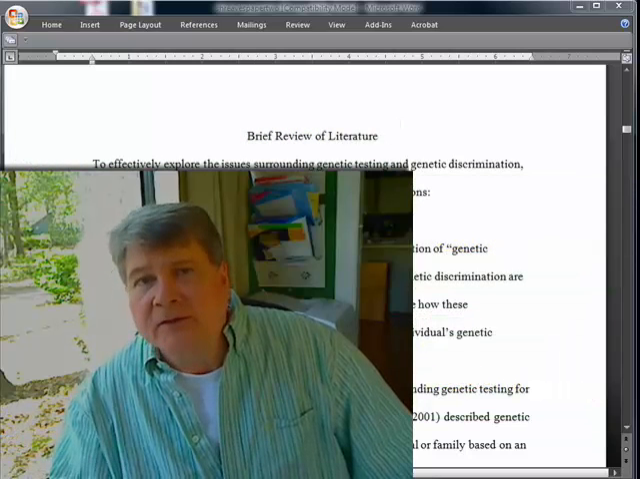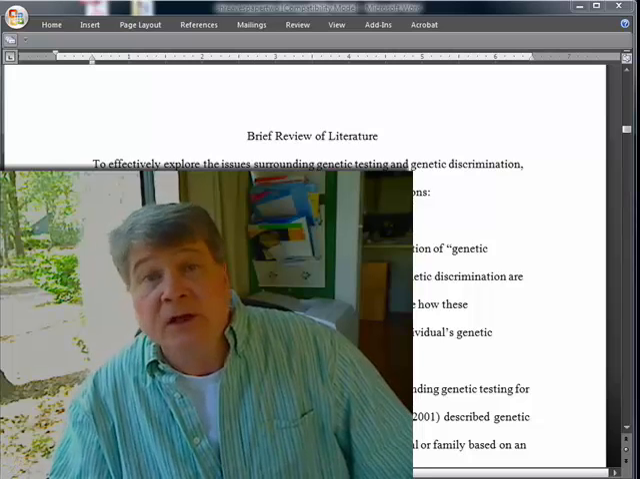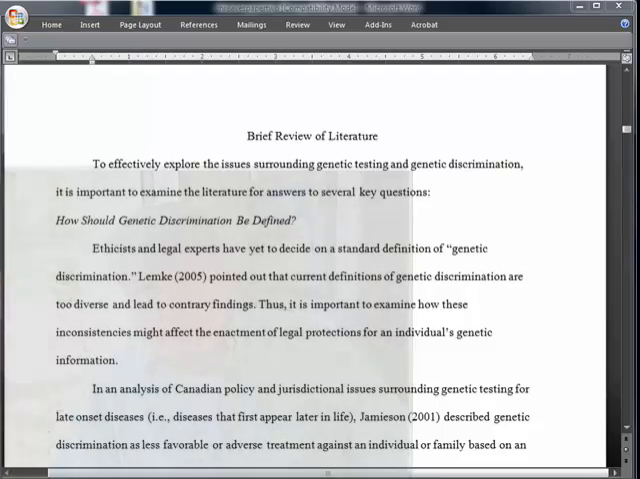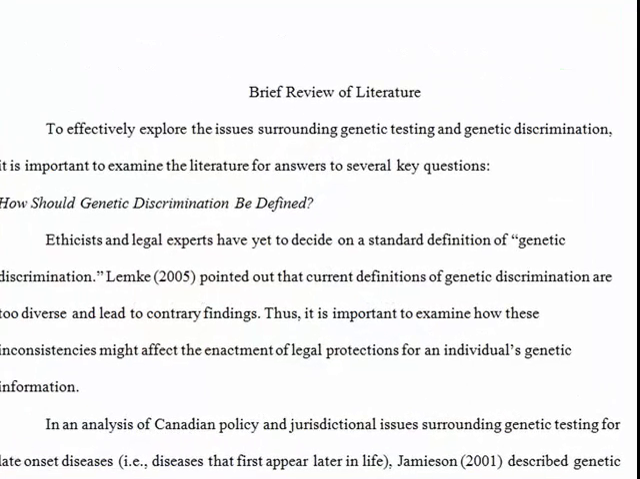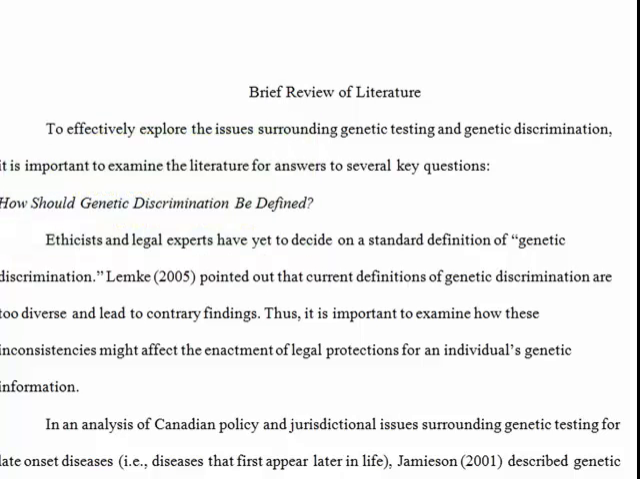So let's take a look at this review of literature as well as some of the APA styling components that go with it. First, let's look at the title, Brief Review of Literature. This is called a Level 1 heading in APA. It looks exactly like the main title of your paper, and it is even centered exactly like your main title and uses title capitalization. So, a Level 1 heading in APA looks exactly like the main title of your paper.